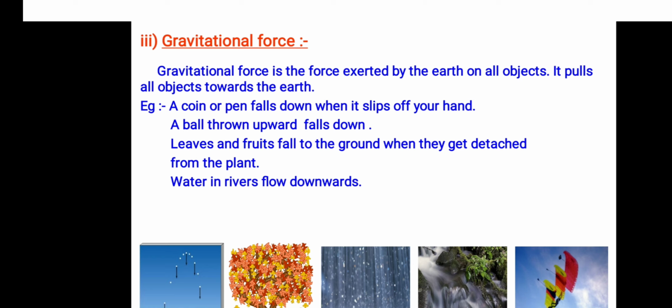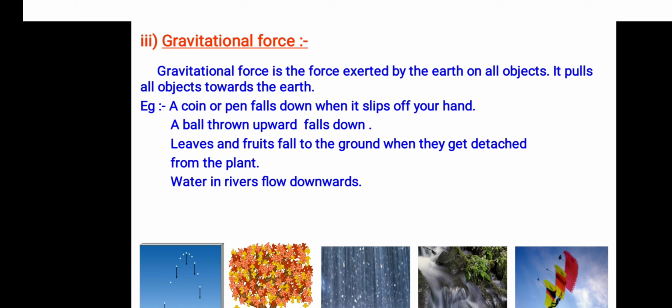Objects or things fall towards the earth because it pulls them. This force is called the force of gravity. So underline, objects or things fall towards the earth because it pulls them. Pulling force. This force is called the force of gravity or just gravity. This is an attractive force. The force of gravity acts on all objects. The force of gravity acts all the time without us being aware of it.